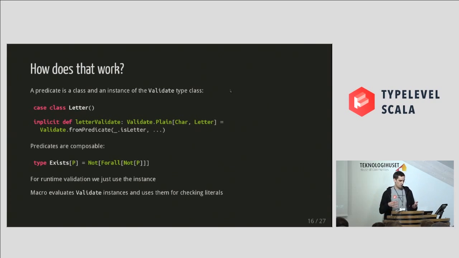Then we can also define predicates which take other predicates as parameters and compose them. For example, this exists predicate just checks if at least one element in a collection satisfies P, and we can define it as not for all, not P. So this is a complete definition of this predicate in the library. For runtime validation, we just use the validate instance. And for compile time validation, there's a macro that evaluates the validate instances and uses them for checking literals.